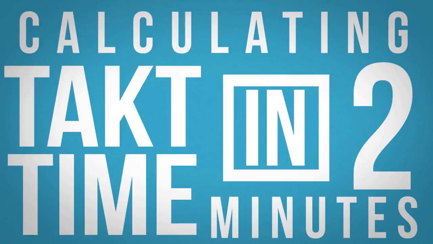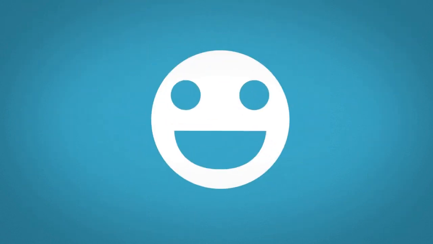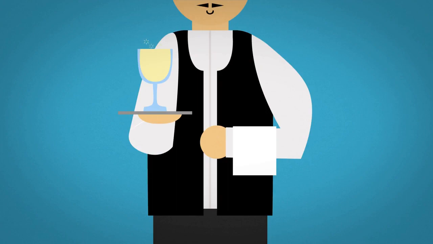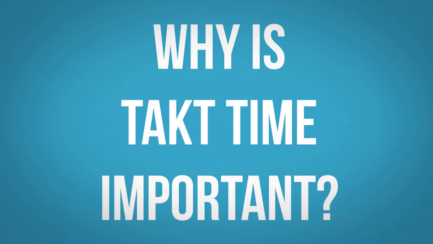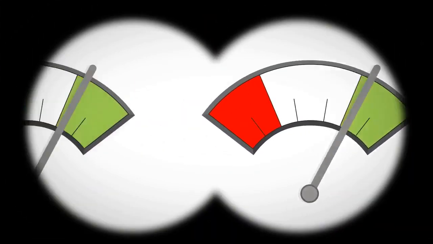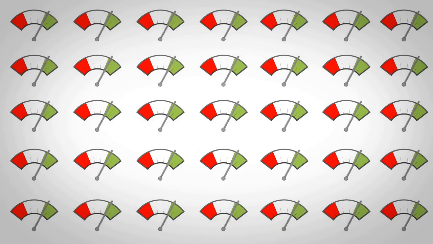First, let's begin with the definition. Takt time is the average unit time needed to satisfy customer demand. It applies to both service and manufacturing environments. Why is takt time important? It will allow you to look for opportunities for process improvements to ensure that the customer demand is consistently met.